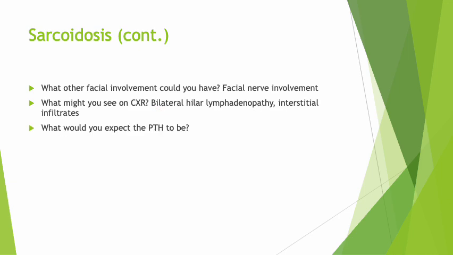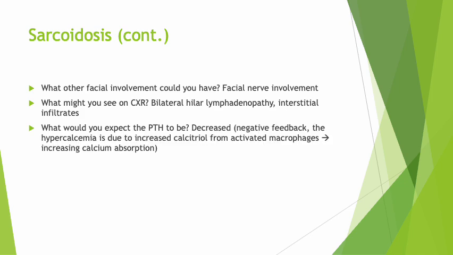And what would you expect the PTH to be for someone with sarcoidosis? So you would expect it to be lower, and the reason is that the hypercalcemia is because of this increased calcitriol from your activated macrophages. So that's what's increasing your calcium absorption, and your body is going to try to compensate through negative feedback. So they're going to try to decrease the calcium by decreasing the PTH.